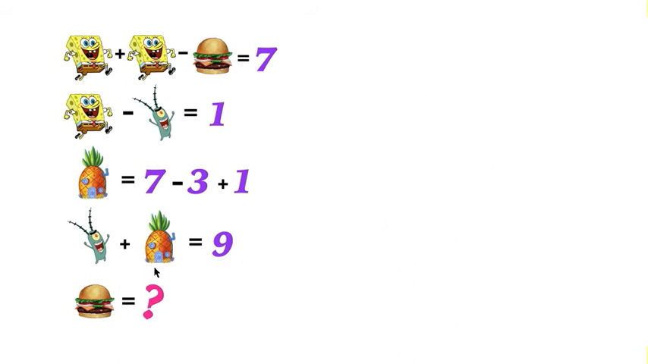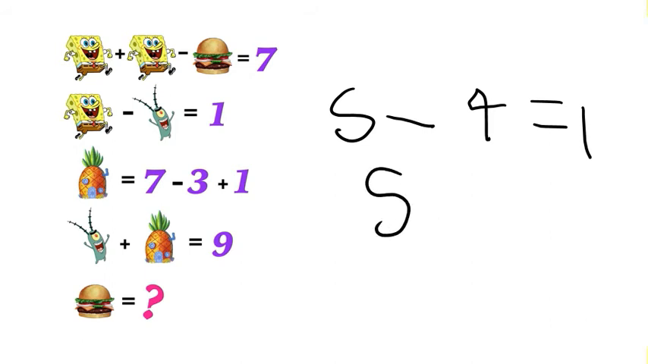So now we know the value of plankton, and let's find the value of SpongeBob by using the second equation. So the second equation is SpongeBob minus plankton equals 1. So let's take S for SpongeBob. So SpongeBob minus 4, which is the value of plankton, is equal to 1. And what minus 4 is equal to 1? Well, it is 5. So the value of SpongeBob is equal to 5.